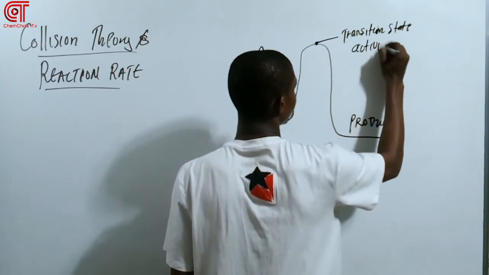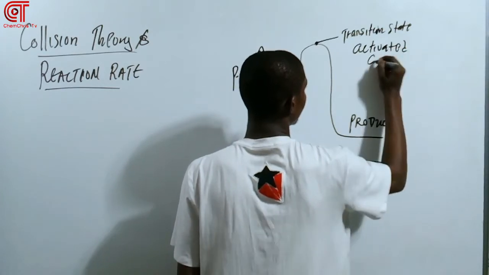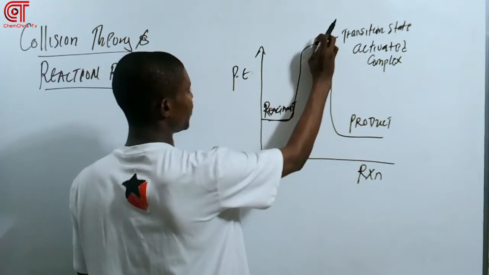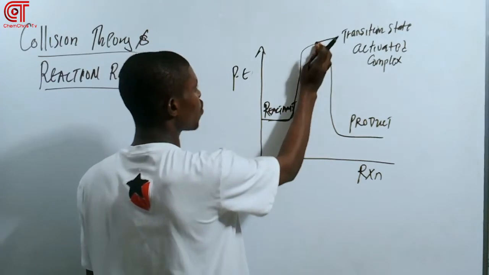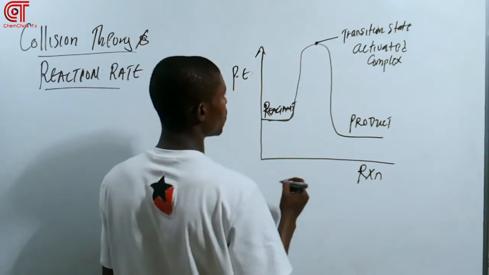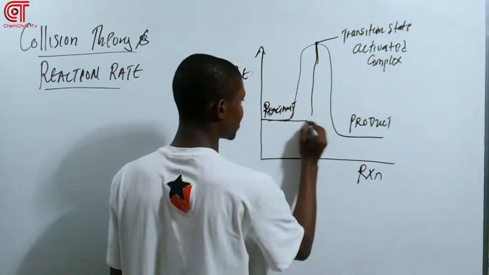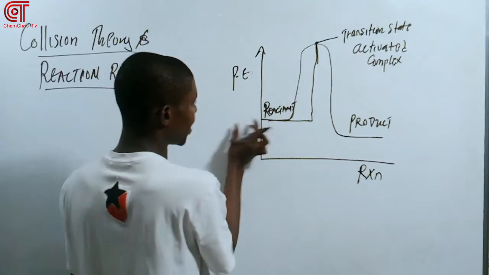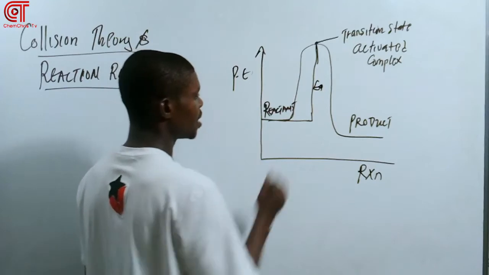Also called the activated complex. Now the reactant must get to this point first, and before the reaction will take place, it must overcome this energy here. So the difference between the activated complex and the reactant is known as Ea, the activation energy.